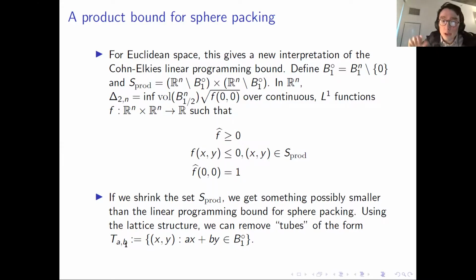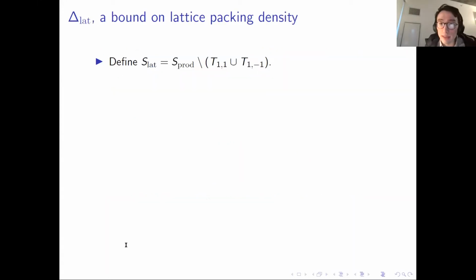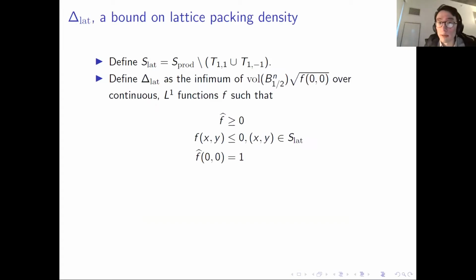So if we shrink S prod, we've weakened the condition for feasibility. So a priori, we could improve the bounds that we get, and we would get bounds now on lattice packing and not sphere packing. So let's do this in one of the simpler ways. Remove tubes T11 and T1 minus 1 and call the resulting region S sub lat. And let's rewrite our optimization problem using S lat instead of S prod.